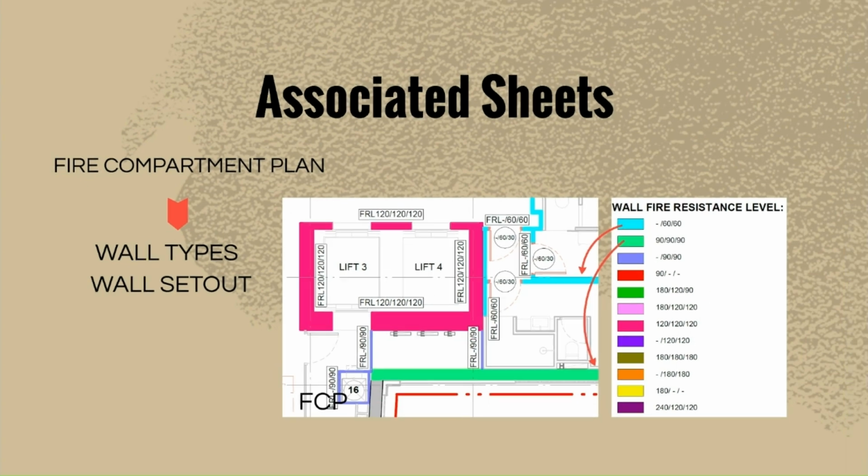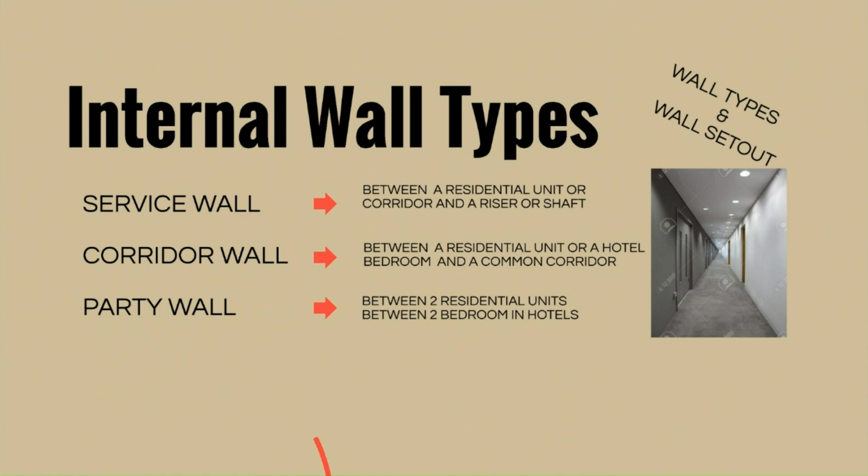In this part of the video, I'm going to review internal wall types, which mainly include service wall, which is usually between a residential unit or corridor and a riser or shaft; corridor wall, which means between a residential unit or a hotel bedroom and a common corridor; and party wall between two residential units or between two bedrooms in a hotel. We are going to consider all details now.